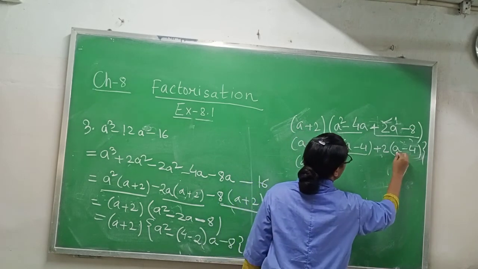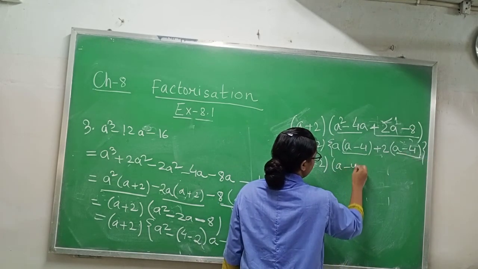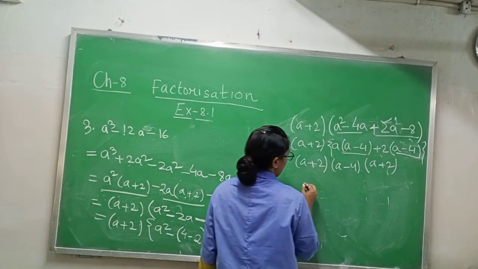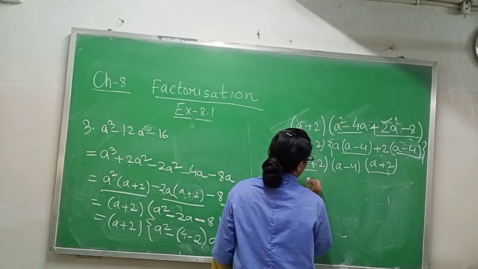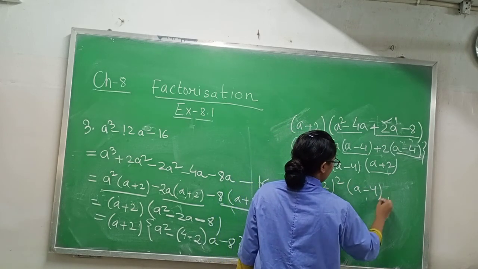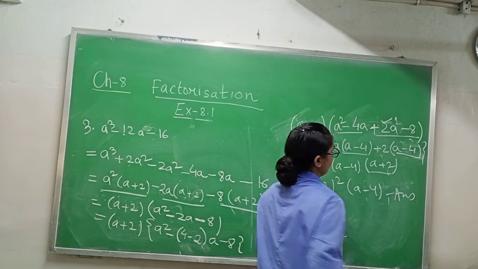Now see, a minus 4, a minus 4. Write one time. What is left? A plus 2. Now see, 2 times a plus 2, a plus 2. You can write a plus 2 whole square, a minus 4. This is your answer. Complete this one.